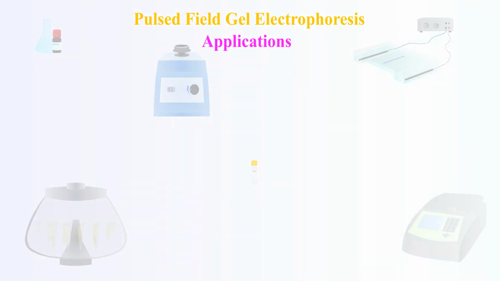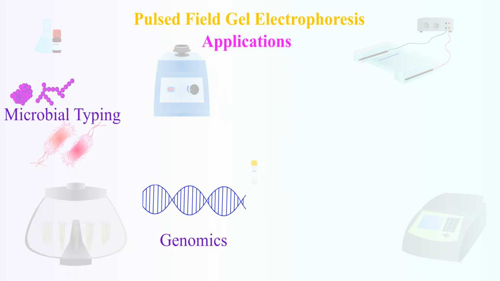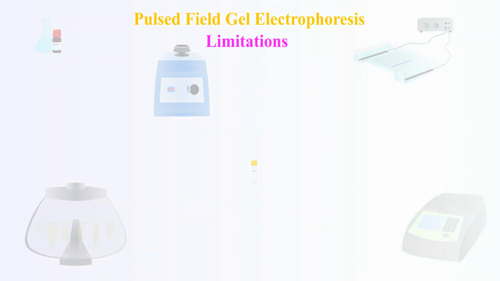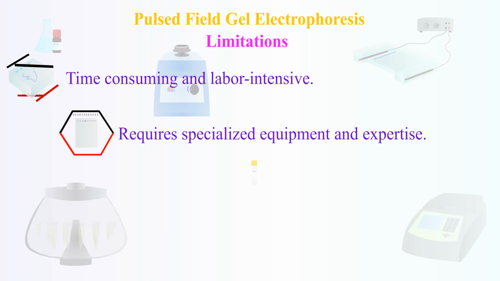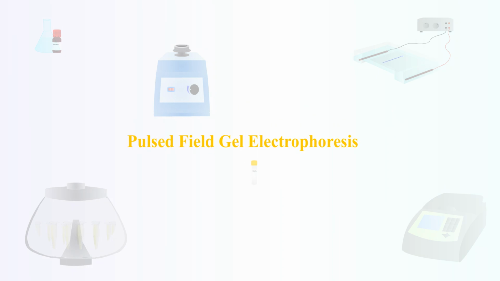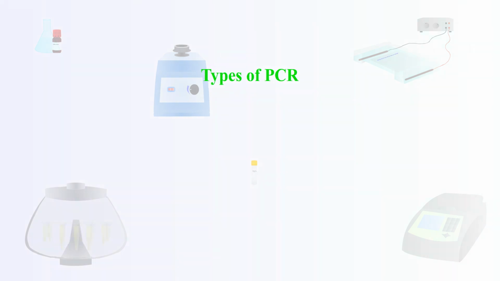PFGE is used for microbial typing, genomics, and food safety. The limitations of PFGE are: it is time-consuming and labor-intensive. While normal electrophoresis takes a few hours to complete, PFGE will take a few days, and it requires specialized equipment and expertise. Now, let's move on to different types of PCR.